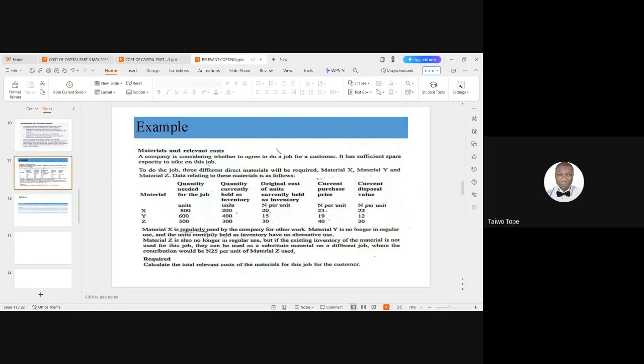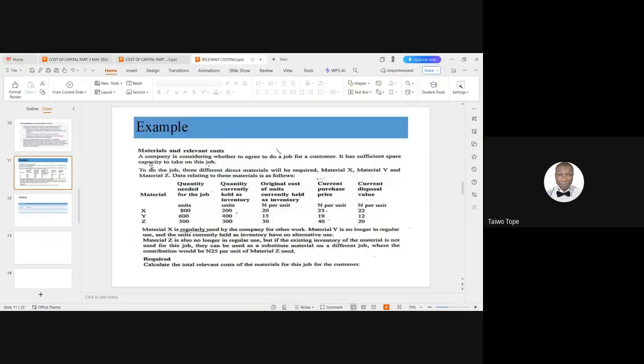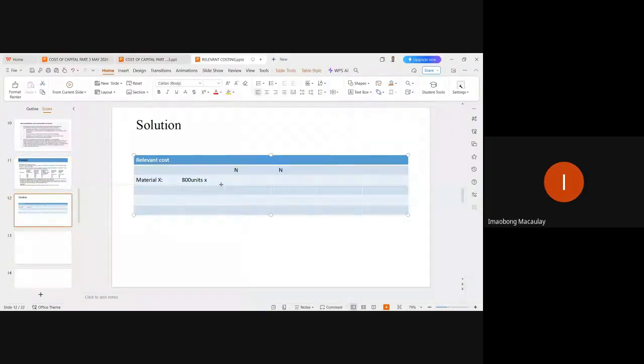Material X is regularly used by the company for other work. So the quantity needed for this particular job is what? 800 units. The relevant cost will be 800 units multiplied by what? What is the current purchase price? 23 naira. So the relevant cost when you multiply will be 18,400.